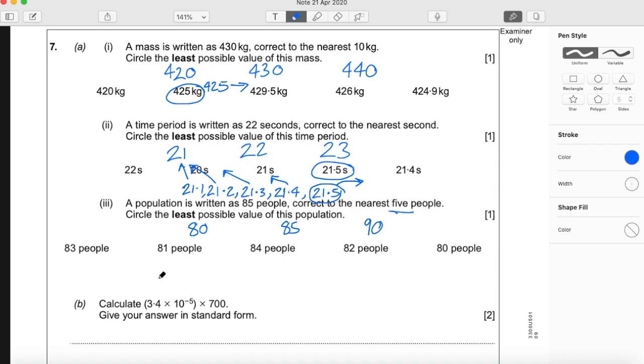So if we had 81 people, we'd be only 1 away from 80, so we'd round down. 82, 2 away from 80, and 3 away from 85, so we'd round down. 83 people, however, we're 3 away from 80, we're only 2 away from 85, so we would round up. So that would be the smallest number we can possibly go from 85, where it would still round up to 85 people. So there's our answer, 83.